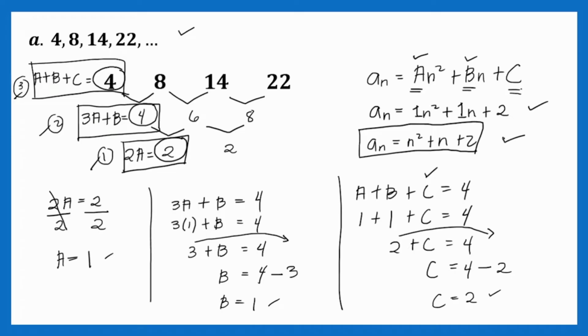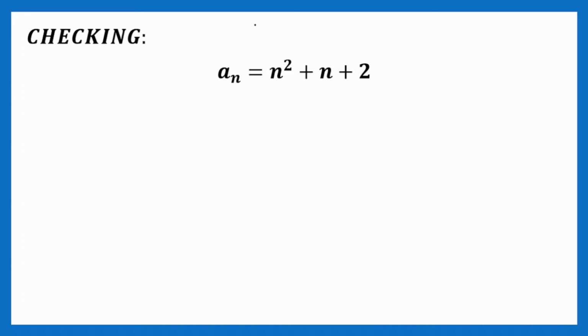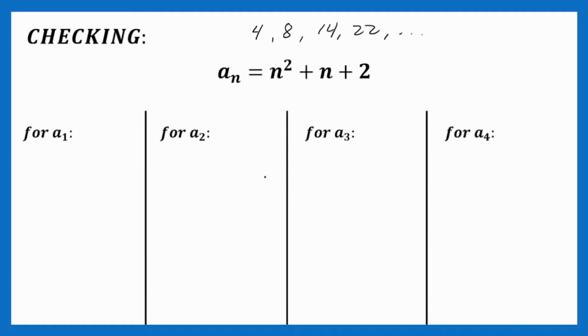Alright. Sir, kailangan po namin ng checking. Alright. So, i-check natin gamit ito. So, kailangan lumabas ang 4, 8, 14, 22. Sulat ko, 4, 8, 14, saka 22. Kailangan mapalabas natin yan. Okay. So, let's solve for a sub 1, a sub 2, a sub 3, a sub 4 kasi apat yung terms natin. So, check natin kung lalabas yung apat na yan. Kapag sinolve ang a sub 1, lahat ng n dito magiging 1. Kapag sinolve yung a sub 2, lahat ng n magiging 2. Kapag sinolve ang a sub 3, lahat magiging 3 ang n. Kapag sinolve ang a sub 4, lahat ng n magiging 4.